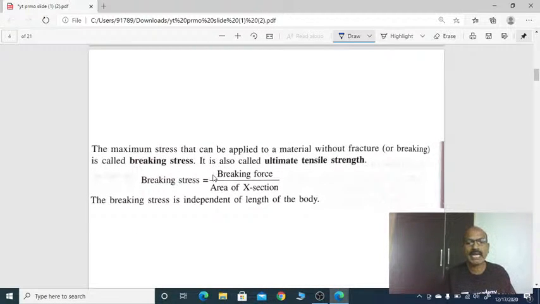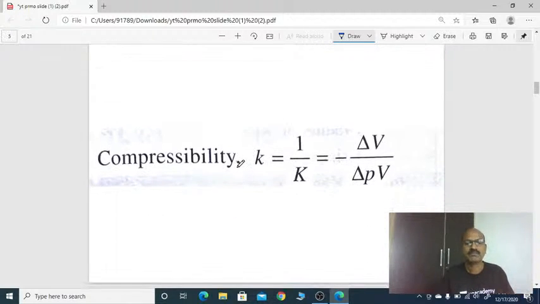We know the breaking stress, remember: the maximum stress, in the sense force acting per unit area, that can be applied to a material without fracture, without breaking, that's only called breaking stress. It is also called ultimate tensile strength. So the breaking stress is breaking force by area of cross section. Breaking stress is independent of length of the body. Just have an idea of this.